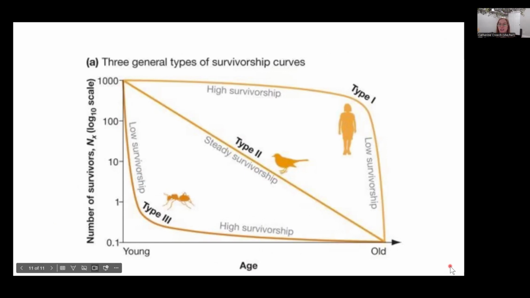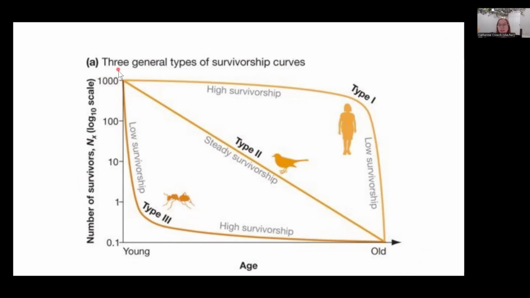I think this is easier to look at in graph form. So here are our 3 types of survivorship curves. Here are our number of survivors. So higher up means more survivorship, lower means more dying. And then we have age, young to old. Note that it's not quantified because how long I live compared to how long an ant lives is very variable. And so we just have young to old to make it more qualitative.